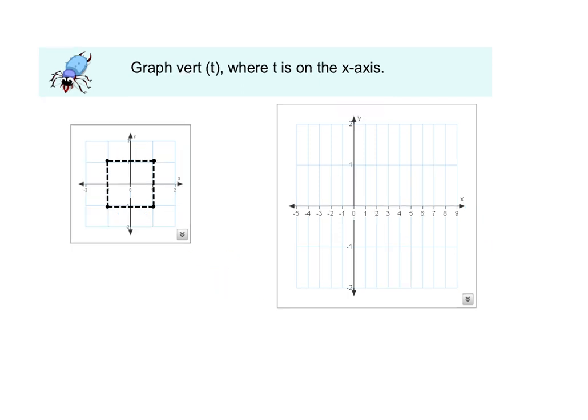Next, let's graph v of t. So now we're graphing our y coordinates against time. My ordered pairs are just like they were before.